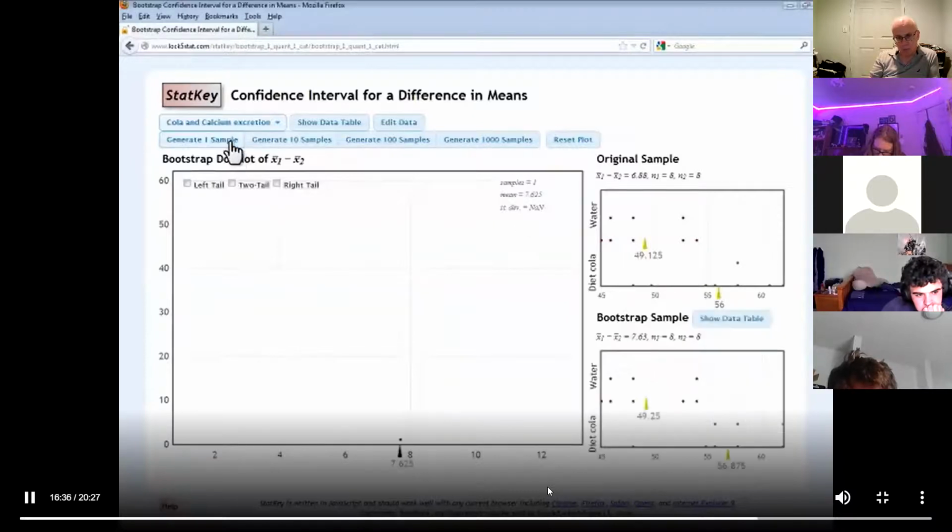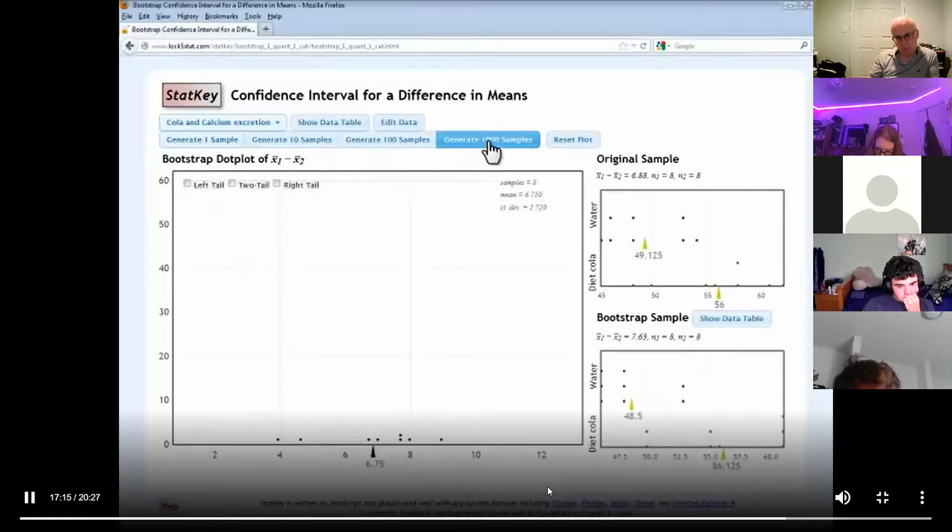So we generate one sample, same method always, which makes it really quite easy for the students to digest. Here we're taking a sample of size 8 with replacement from the water drinkers to get this bootstrap group, sampling with replacement from the Diet Cola drinkers with a sample of size 8 to get this bootstrap group. The means here are 56.875 and 49.25. The difference in means, which is the statistic we care about for this bootstrap sample, is 7.63. And we can generate another, generate another, generate another. Again, we're building up our bootstrap distribution on the left there, generate 1,000.